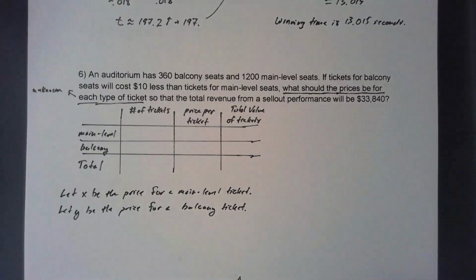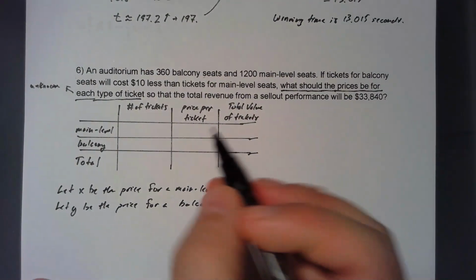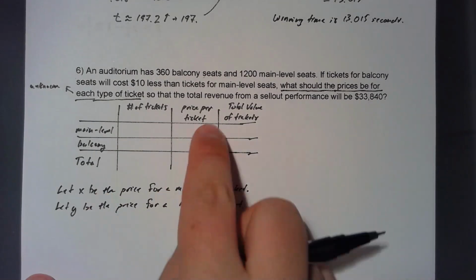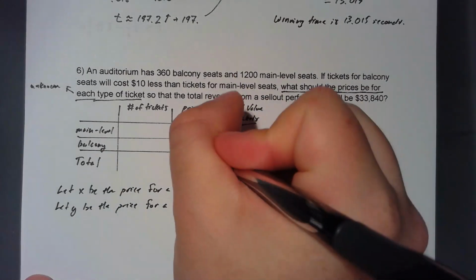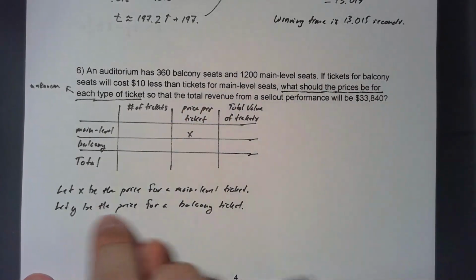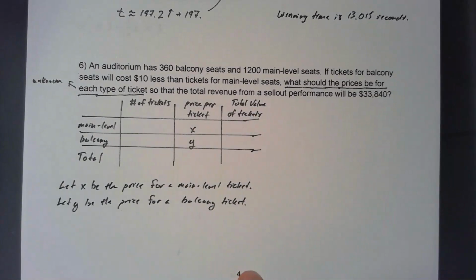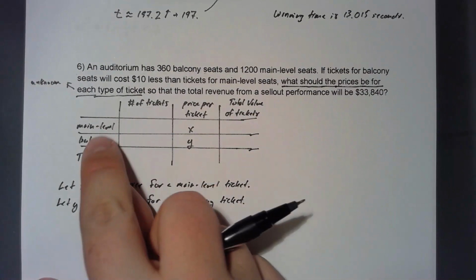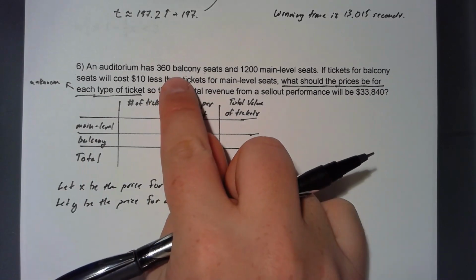Since those are identified, now I can put them in my table. The price per ticket for a main level ticket, we let it be X. Price per ticket for a balcony ticket is Y. What's the number of tickets for main level? And the balcony, right?